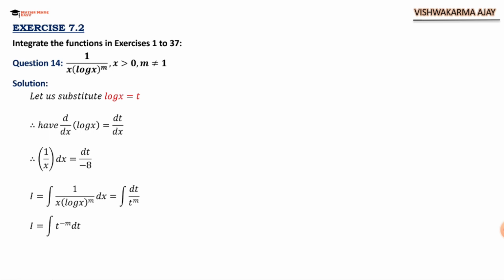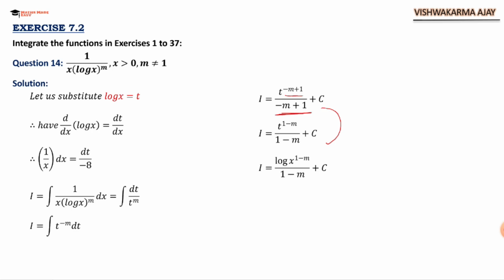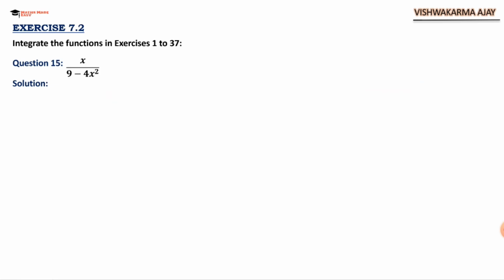Now using the basic integral formula, t to the power minus m plus 1 upon minus m plus 1, but don't forget to substitute the value of t. Okay, what is happening here? It's nothing, it's just arranging for better visual, since minus m plus 1 can be written as 1 minus m. That's it. Let's move on to the next one.